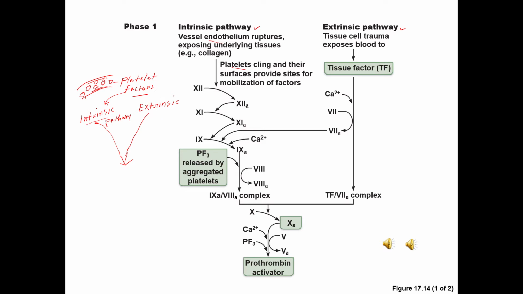Now, if you get a cut from outside, that will injure the tissue, right? The smooth muscle wall of the blood vessel will be injured. And that will release what? Tissue factor. And tissue factor will activate or start the extrinsic pathway. So you see, two pathways are activated differently.